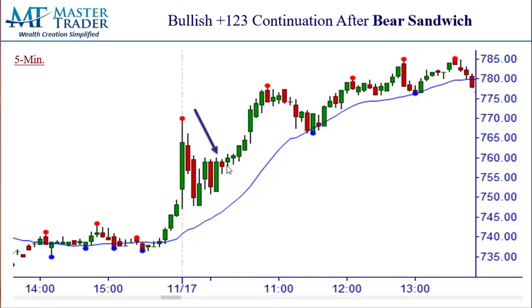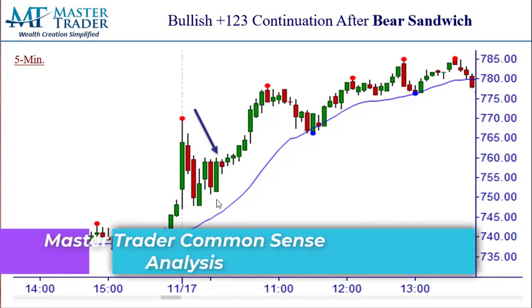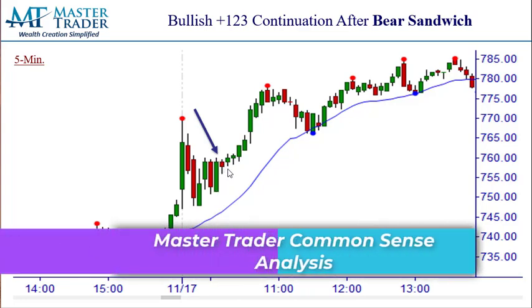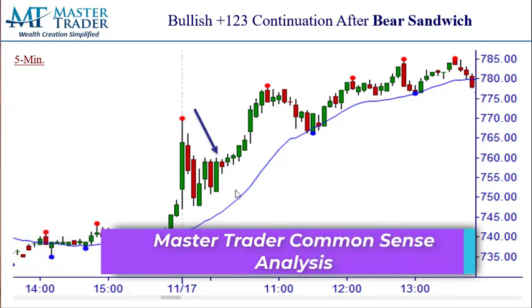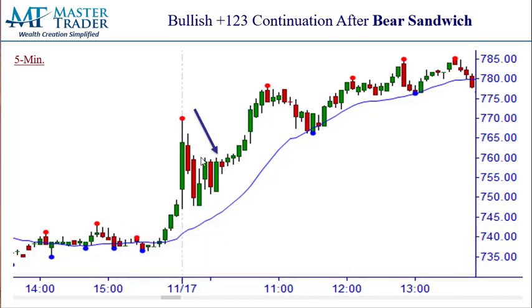So a 1, 2, 3 continuation is an inside bar of this wide range green bar that has relatively equal highs, stays in the upper third. Look at all these little highs right here as resistance. With a bullish turn, a bullish sandwich, 1, 2, 3 resting, that's what we call a no-brainer day trade long.